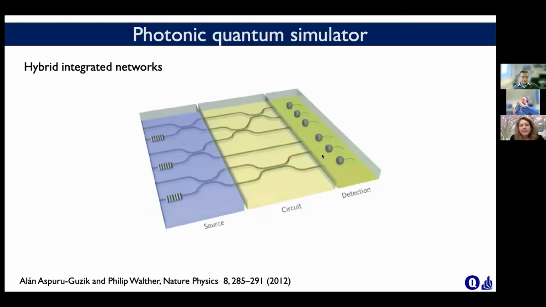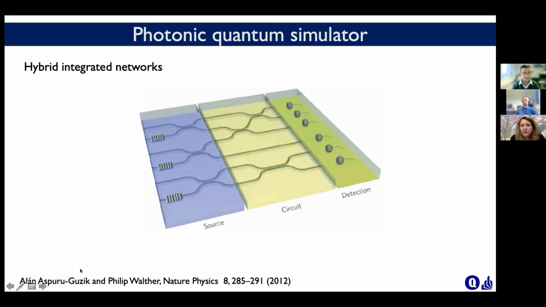So let's go to a more modern review from 2012, which is about a photonic quantum simulator based on integrated optics. So what is it? If you want to build such a photonic quantum simulator or a photonic quantum computer, what do we need? Here, the idea of a hybrid network is introduced. And what you see here is that we have one integrated structure, which is called here the source circuit. The circuitry is basically linear optical networks and detectors, which are single photon detectors. And this is how a photonic quantum simulator should look like.